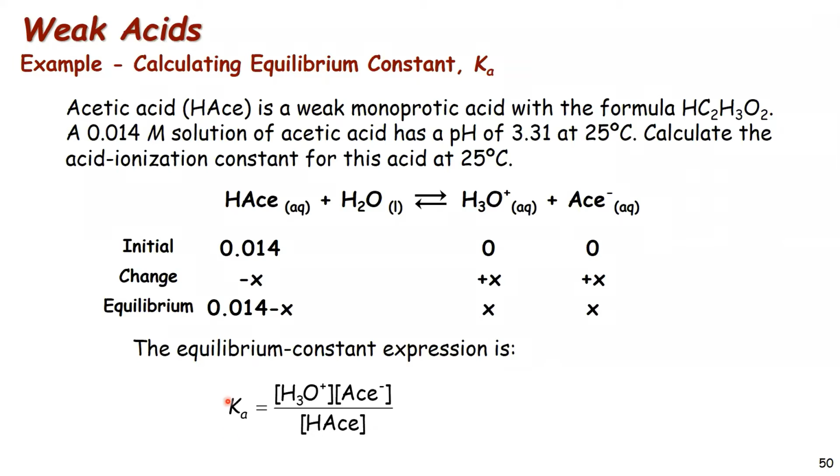So remember, Kas are always the equilibrium. And don't forget about those Qs, the reaction quotients. The reaction quotients are always going to be the initial concentrations. But this is K, so it's going to be the concentration X, X for the acetate, and 0.014 minus X for the acetic acid. So X times X is just X squared.